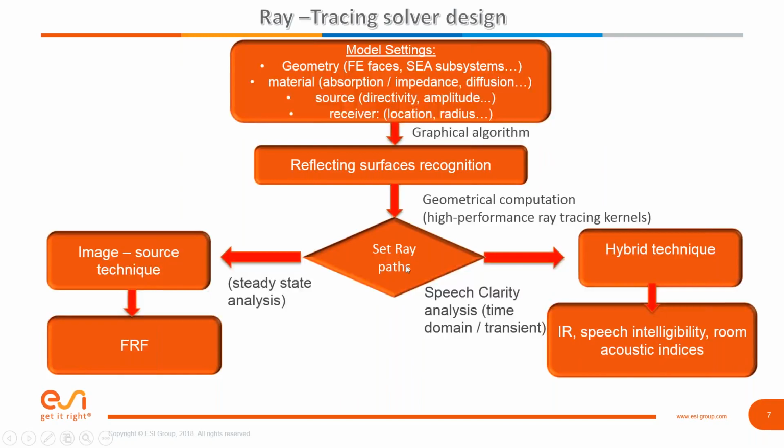So we set the ray paths, shoot them off. Again, for steady state, you're just collecting the sum of all the different paths at the different receivers, keeping track of the magnitude and phase. Those are your transfer functions or frequency response functions. If you're doing speech clarity, then you're getting an impulse response and using the ratio of direct and reflected sound to get speech intelligibility and other key indices.